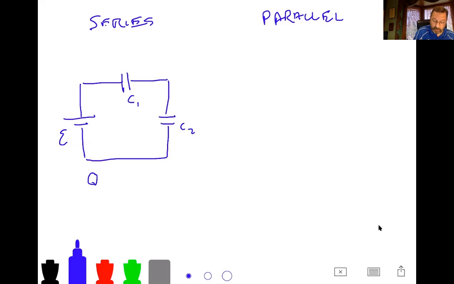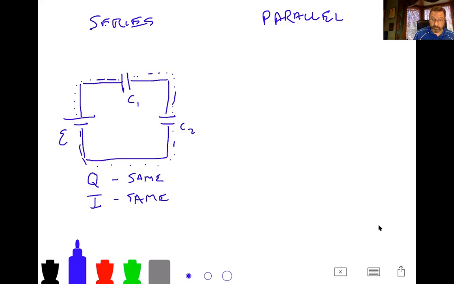I believe that the charge, which leaves the battery, and I'll draw little dots for charges, goes to C1, pushes some charge off there, goes to C2, pushes charge, goes back to the battery. The charge is the same everywhere. And so as we're going to discuss today, in a series circuit, the charge is the same. The rate at which charge moves, which we call current, is also the same. Okay, and so that's an important idea for series circuits.